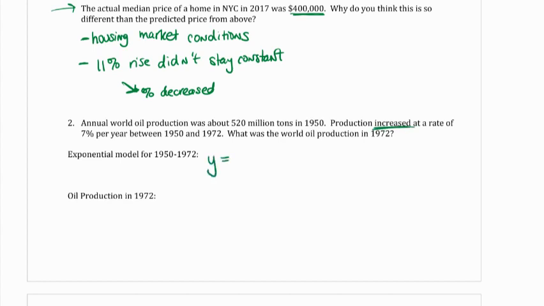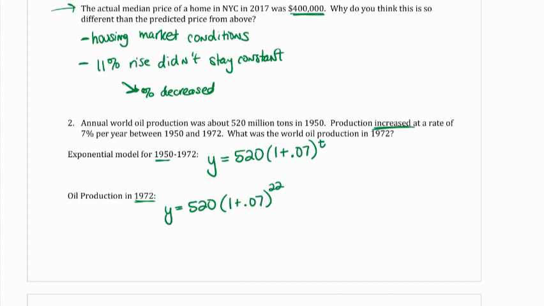So y equals, we want our starting amount, which in 1950 was 520 million tons. And then it increased at a rate of 7% per year up until 1972. So that's 1 plus, remember, change your 7% to a decimal, so 0.07, to the t is our model. If I want to find the actual production in 72, remember, you want to look at the number of years, because we started in 1950. So 1950 to 72, that's 22 years. So I'm going to do 520 times 1 plus 0.07 to the 22nd power.